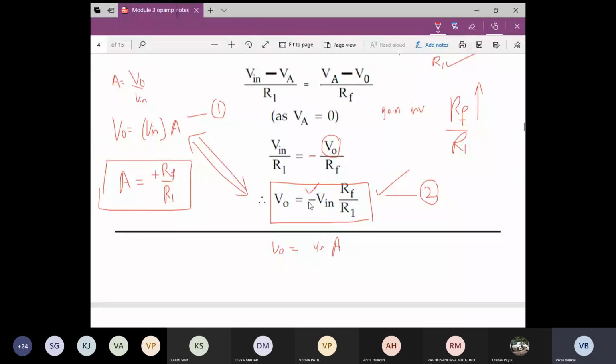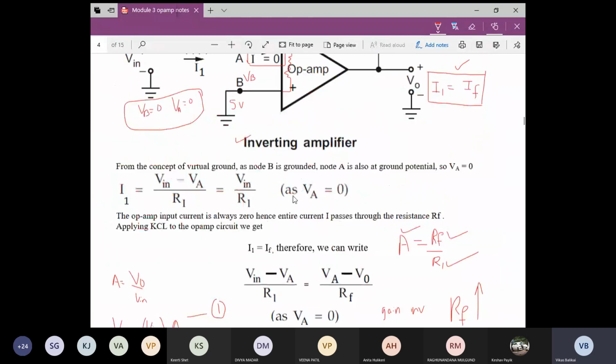So like he may give output voltage and he may give RF and R1, and you may be asked to calculate what is the input voltage. He may give input voltage and RF. You may be asked to calculate R1 and output voltage. So any such kind of patterns is possible. So this is with respect to your entire inverting amplifier configuration and how exactly it is going to work with respect to your op-amp configuration. I hope the things are pretty clear.